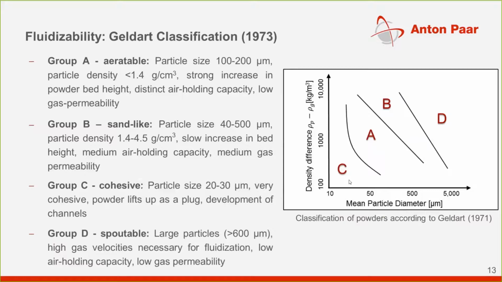In the group D, we're talking about spoutable powders. So here there are very large particles, larger than 600 microns. Here, large gas velocities are necessary for the fluidization, and it's already quite difficult to fluidize these. And these powders also show rather low air holding capacity, so rather low air retention, and they also show a low gas permeability. Example for this would be rice, for example.